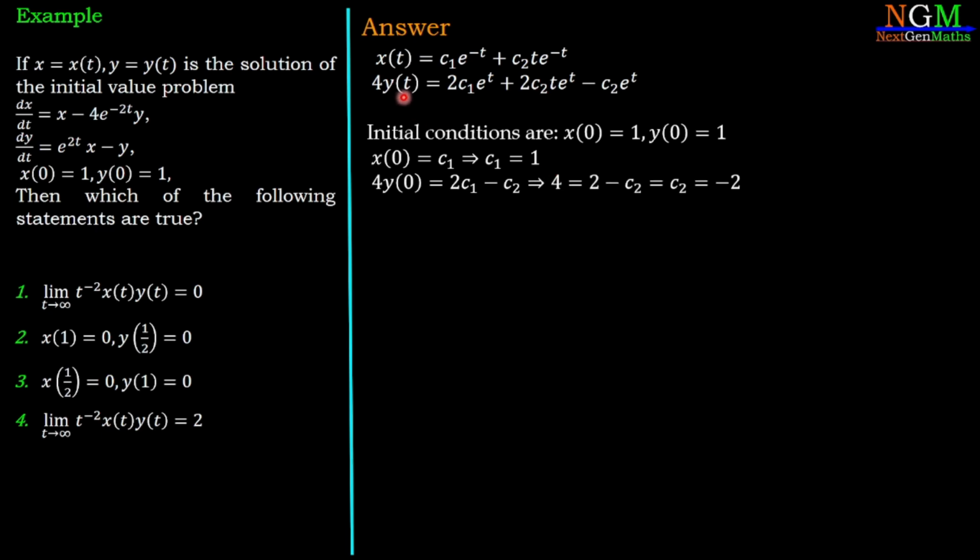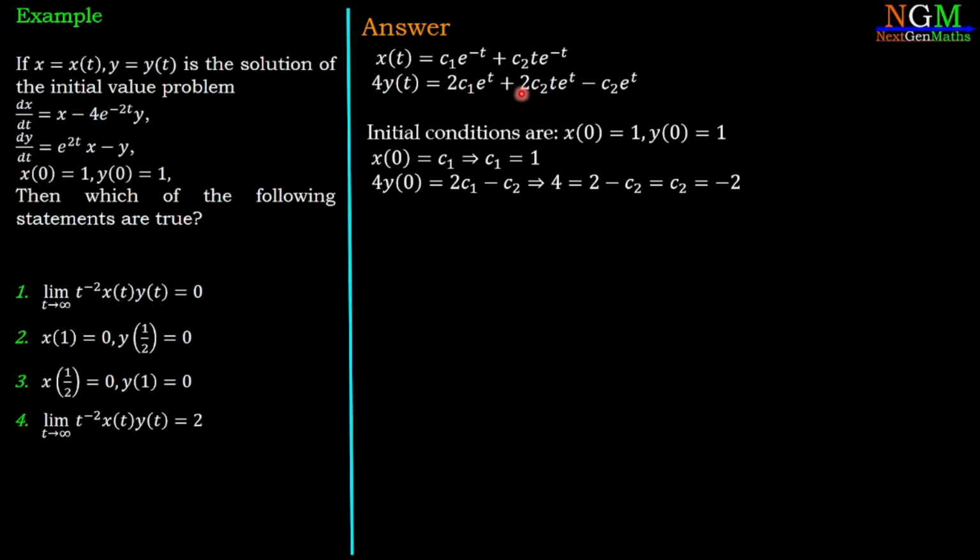Now in the y, we put t equal to 0. So 2C1 e power 0, 2C2 0 minus C2 e power 0. So we have 2C1 minus C2. We have value of y0 which is 1 and value of C1 is 1. So substitute here 4 equal to 2 minus C2. Therefore C2 equal to minus 2.